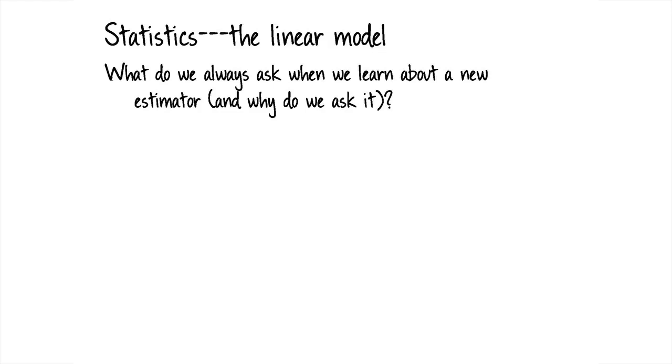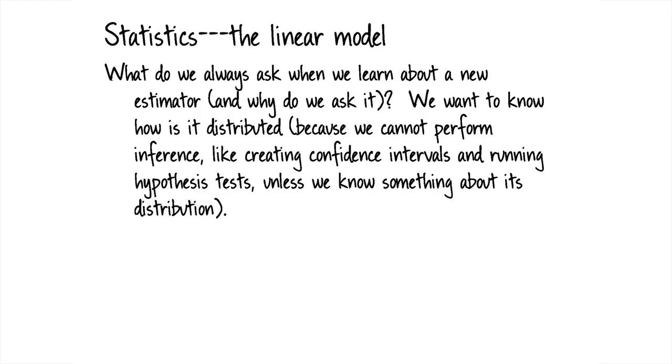Okay, what do we always ask when we learn about a new estimator, and why do we ask it? So we want to know its distribution, right? We always want to know its distribution, and I already told you these are unbiased estimators, but we want to know its distribution. And why do we want to know its distribution? Because we're not going to be able to perform inference. We're not going to be able to create a hypothesis test or a confidence interval if we don't know the distribution, or at least the variance, of our estimators. Okay?